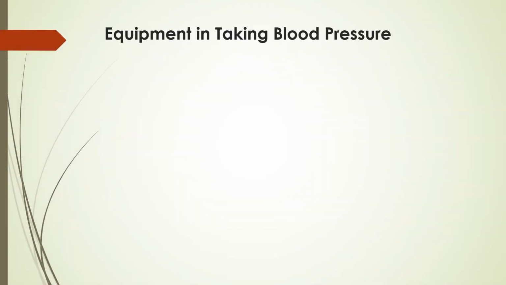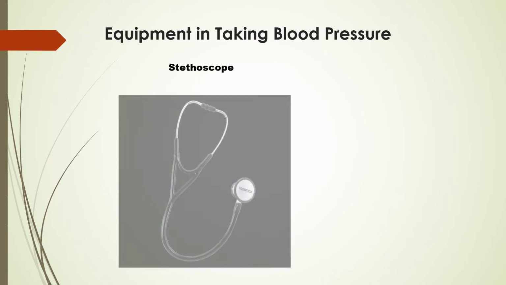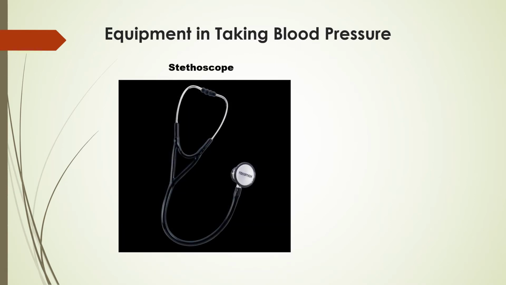Let's talk about the equipment used in taking blood pressure. First, we have the stethoscope. A stethoscope is an instrument for listening to the action of someone's heart or breathing, and it allows you to hear your heartbeat and your blood flow. Here are the parts. We have the binaural and the tubing, which is responsible for transferring and relaying the frequencies of sounds picked up by the chest piece.